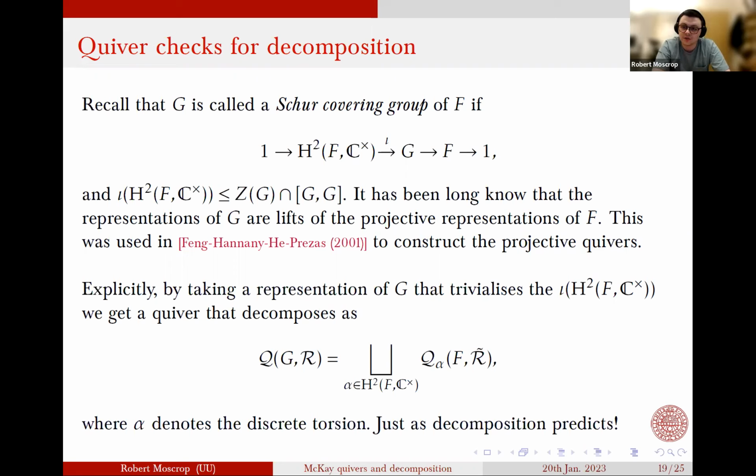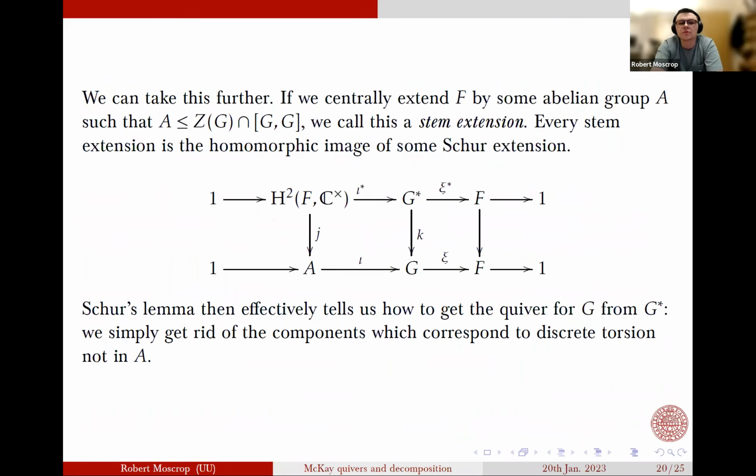But can you take this any further? In the paper with Shani, we really wanted to see if you could actually get an expression for, say, every central extension. And we found out that actually you can basically use the Schur covering thing and obtain any possible quiver for central extensions. The way to do that is to say, okay, first I'll start with this restricted case, which is the stem extension case, which I mentioned.